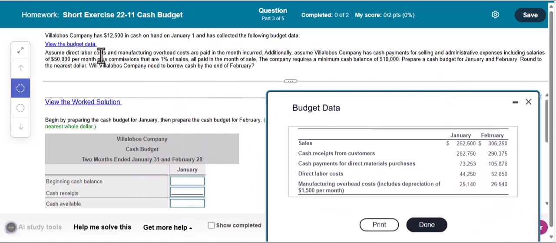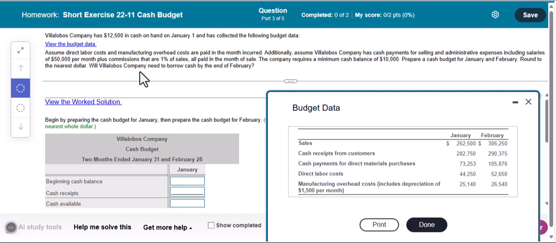Assume direct labor costs and manufacturing overhead costs are paid in the month incurred. Additionally, assume Villalobos Company has cash payments for selling and administrative expenses, including salaries of $50,000 per month, plus commissions that are 1% of sales, all paid in the month of sale. The company requires a minimum cash balance of $10,000. Prepare a cash budget for January and February. Round to the nearest dollar.